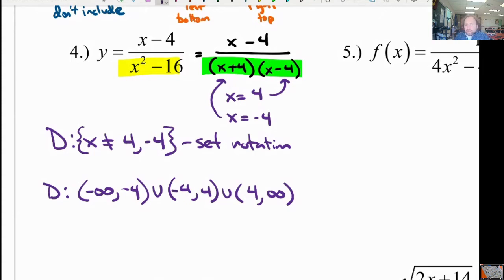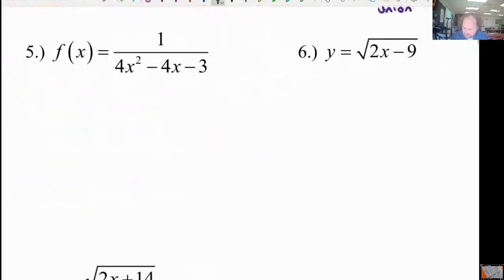And yes, there is probably something to be said about, at this point, I'm kind of reviewing things. There is a hole in this graph at 4, and there is a vertical asymptote in this graph at negative 4, but we have another topic for that later, so we will get to that when we get to it. Let's take a look at number 5.